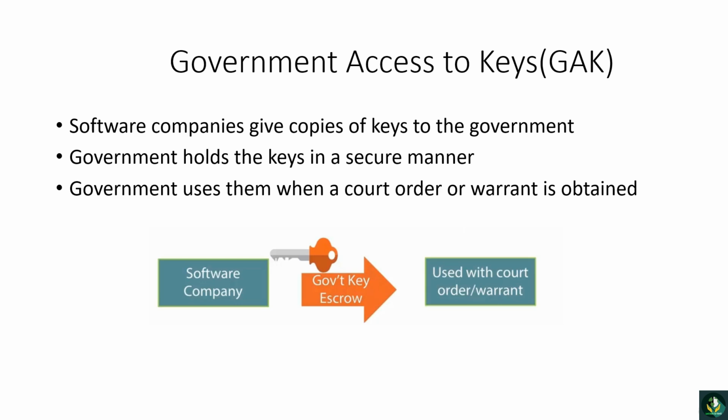So what this means is that the software companies will give copies of their keys to the government. Now the government is responsible for keeping these keys not accessible or usable. They just keep them in a key escrow, sometimes with a third party within the government, so that these keys can be used when necessary in order to uncrack something. Commonly, this happens if there is a court order or warrant obtained in order to be able to use them.